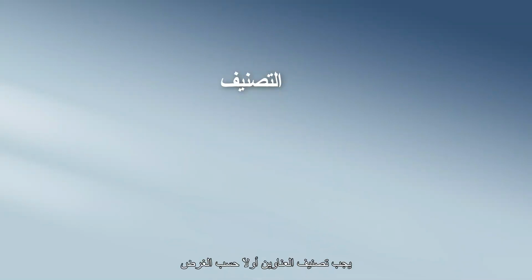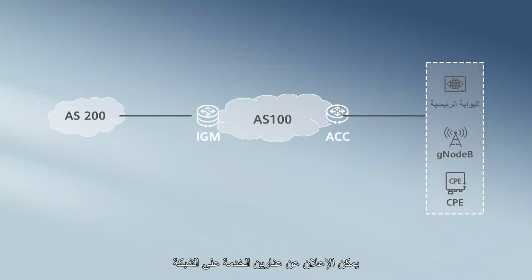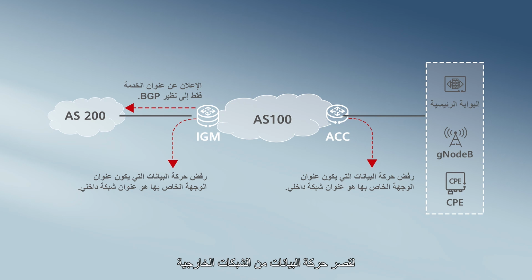Fifth, classification. Addresses must be categorized first by purpose, then type, and lastly region. Categorizing them by purpose means that network, user, and platform addresses need to be planned separately to facilitate independent aggregation and advertisement of addresses. For example, on the network shown in this figure, service addresses on the network can be advertised after being aggregated. And the policies can also be applied to limit the traffic from external networks to visit the addresses on this network. The latter improves network security.